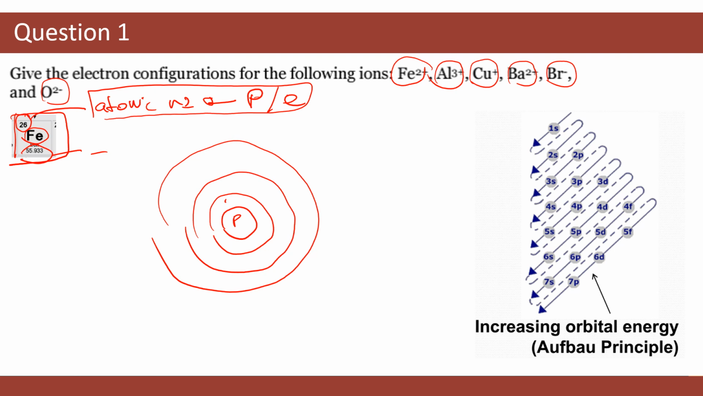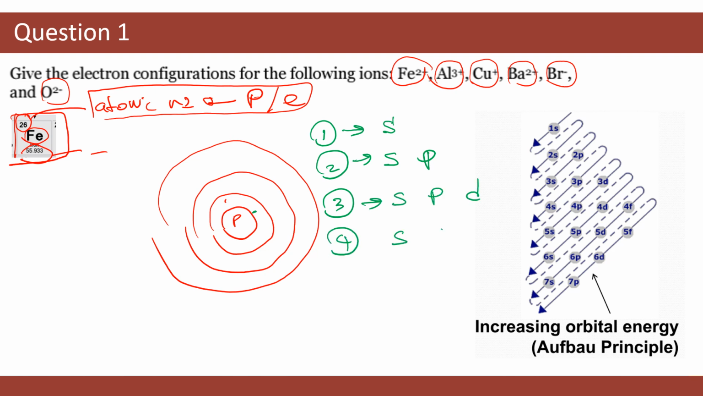The first shell has just one subshell, which is S, and the second shell has how many subshells? Two. What are they? S and P. And how about the third shell? SPD. Fourth shell, SPDF. So this SPDF is repeating. There is no letter after F, because that is more than enough for us to write all the electron configurations for the existing elements that we have found so far.